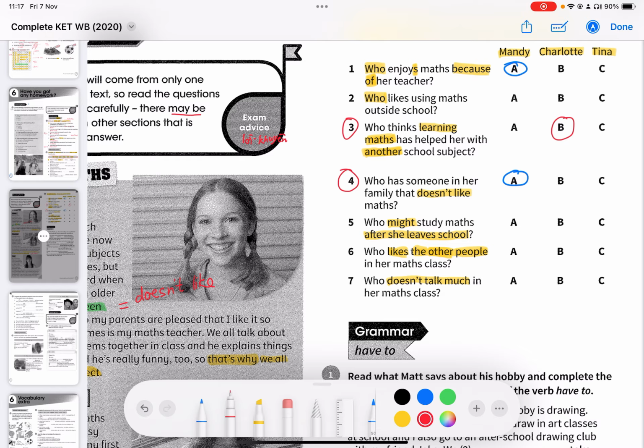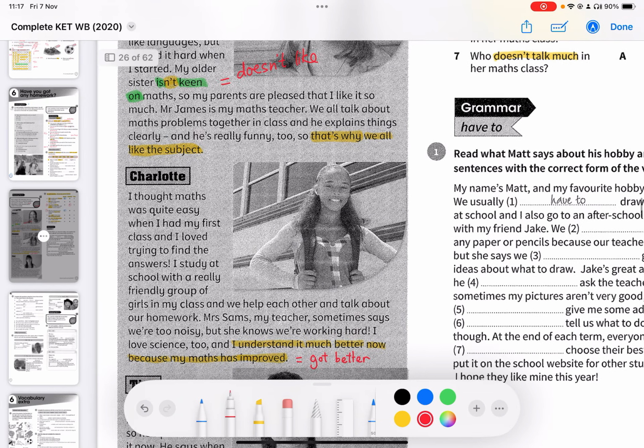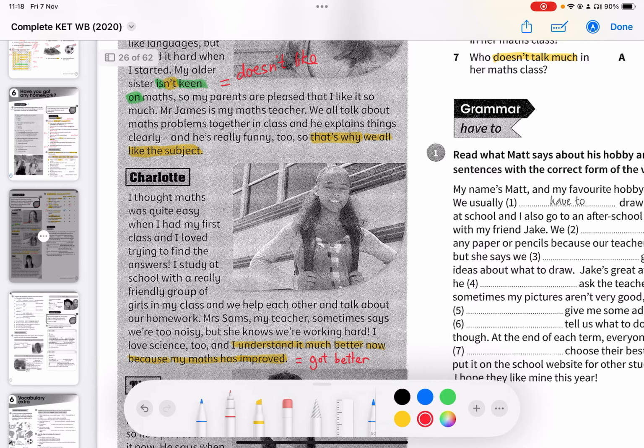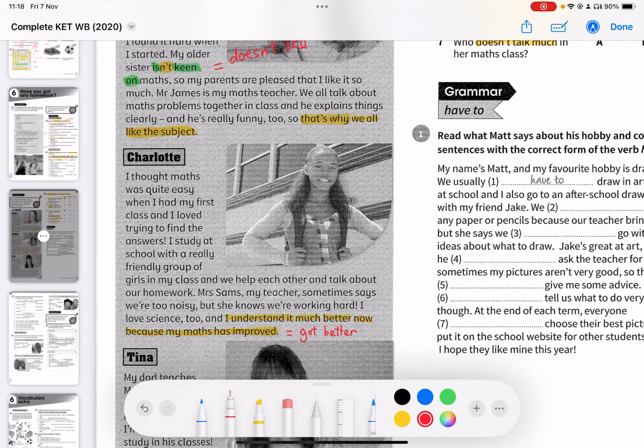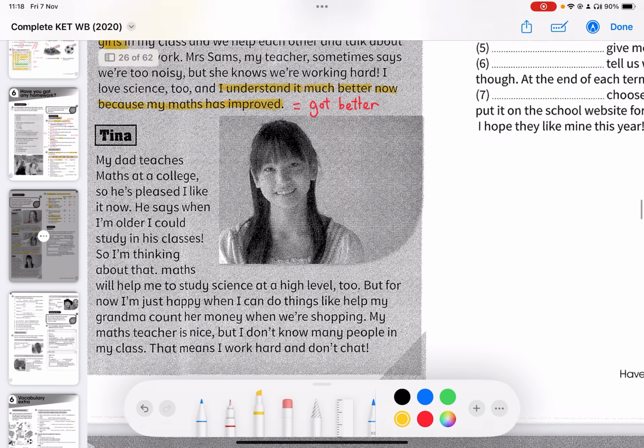Okay. Anything else? Anything else? Okay. Yes. What is that? Yes, you're right. We've got I study at school with a really friendly group of girls in my class. So I study at school with a really friendly group of girls in my class. Okay. Yes. And yes, I will get back to that. Okay, what about here? Tina.